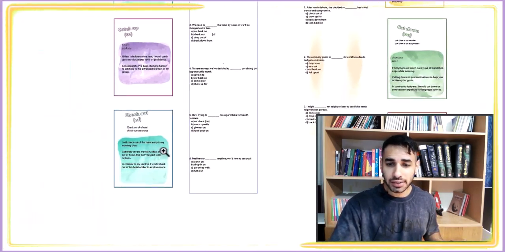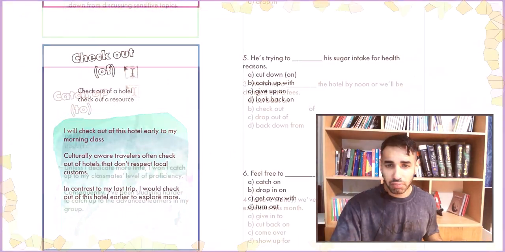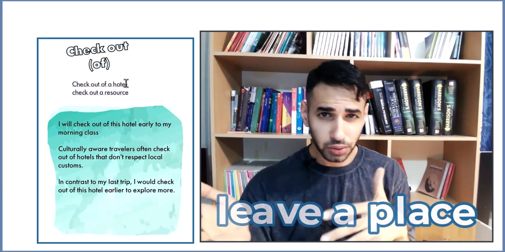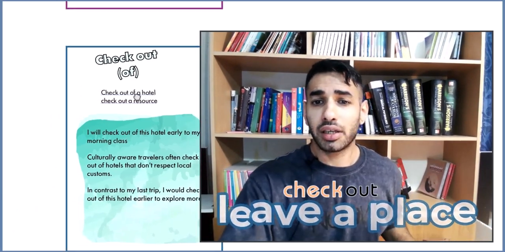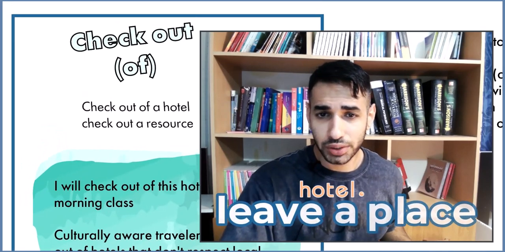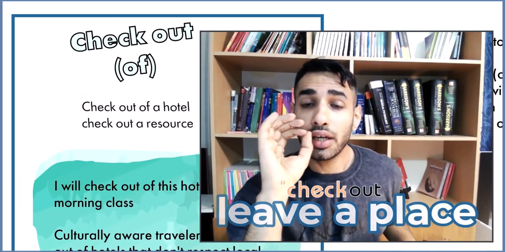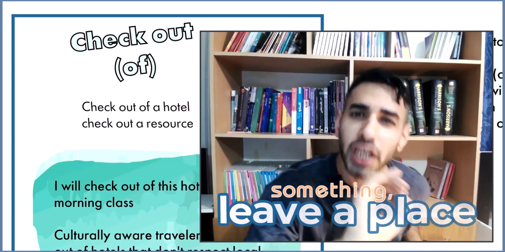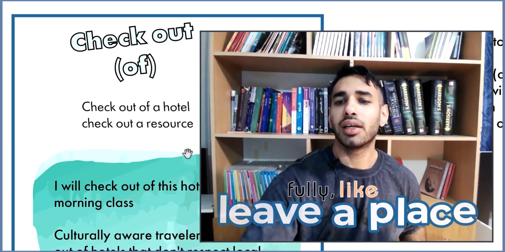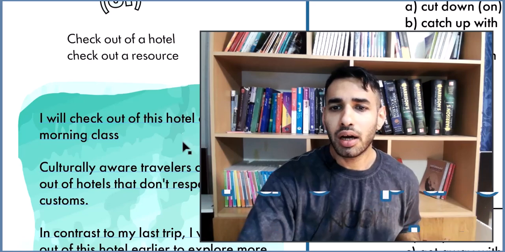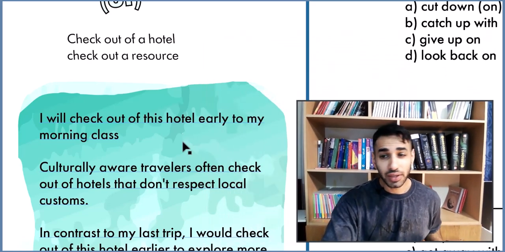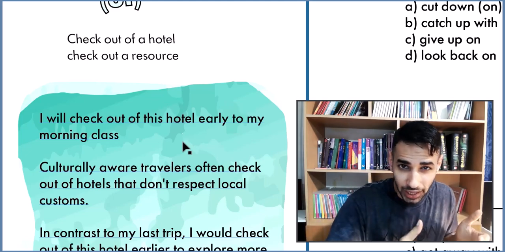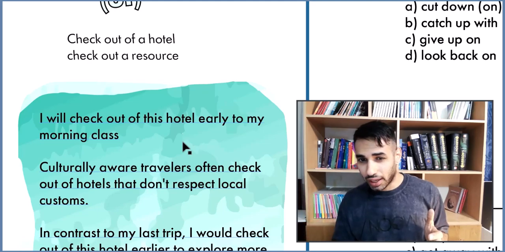In order to learn that phrasal verb, we're going to study the blue box. Check out of means to leave a place. Like check out of a hotel means to leave a hotel. Also, we use check out without of to investigate something, to check something fully, like check out a resource. Now, examples. I will check out of this hotel early for my morning class. It means I will leave this hotel early to get to my morning class.